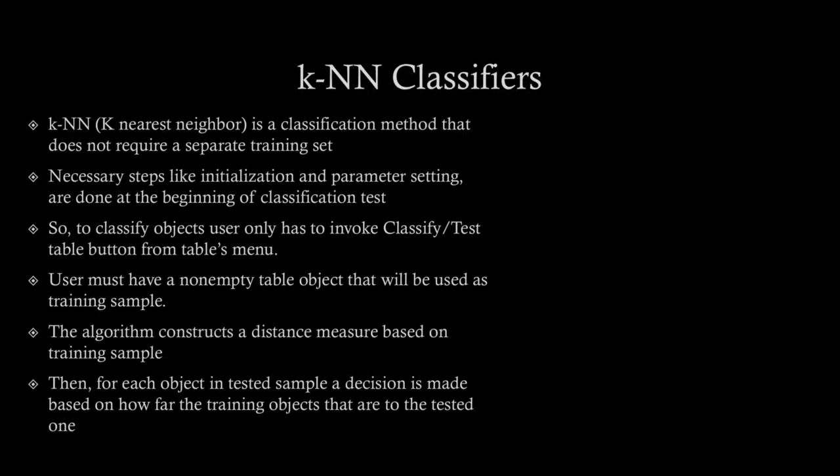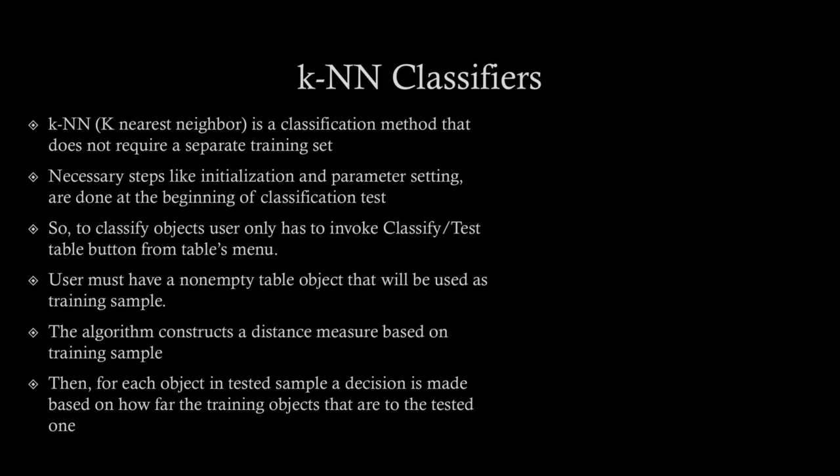Next, we have the KNN classifiers. So KNN, which is also known as K-nearest neighbor, is a classification method that does not require a separate training set. Necessary steps such as initialization and parameter setting are done at the beginning of the classification test. To classify objects, the user only has to invoke the classification/test table button from the tables menu. A user must have a non-empty table object that will be used as a training sample.